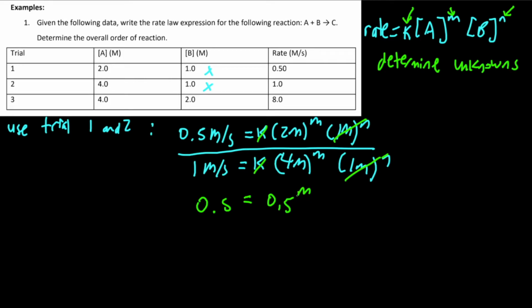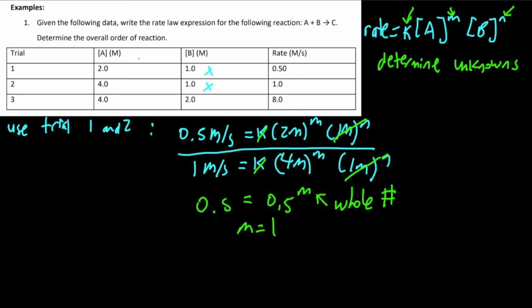And this value m, it must be a whole number. So either 0, 1, 2, 3, 4, etc. So based on what you have, m equals 1. One way to solve the exponent is to guess and check. Another way is to use log. But generally for these questions, you can just use guess and check.